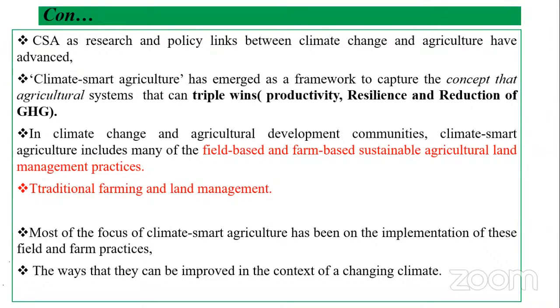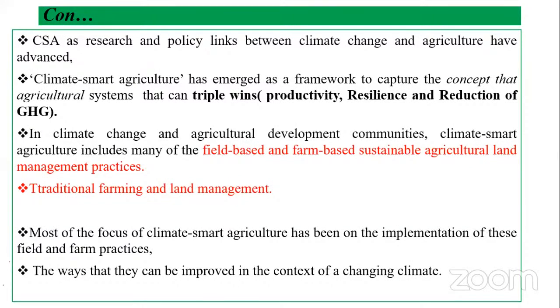Another issue in this aspect is that climate smart agriculture is a framework which has now emerged to attain the triple wins. These triple wins are, as we have seen yesterday, increasing productivity, enhancing resilience, and reducing greenhouse gas emission. So the traditional concept of climate smart agriculture is to have these three pillars. This approach is practiced in Africa, especially, on field-based and farm-based levels. Okay? This practice is undertaken at field level and at farm level, sometimes at plot level.